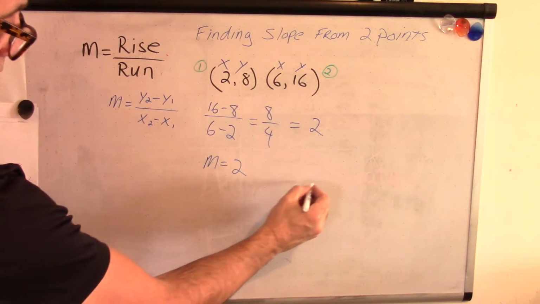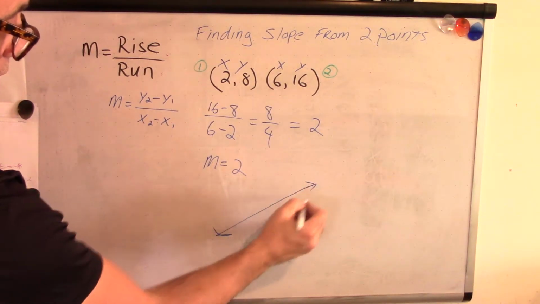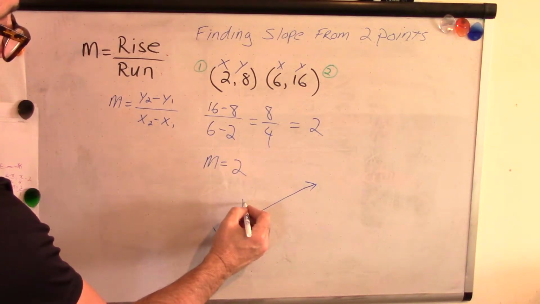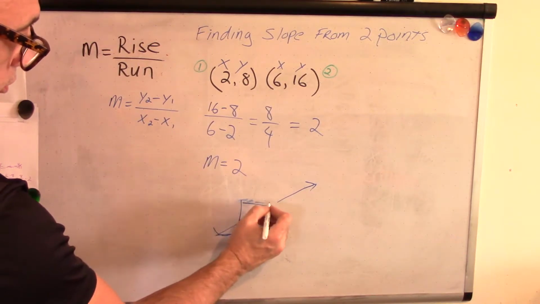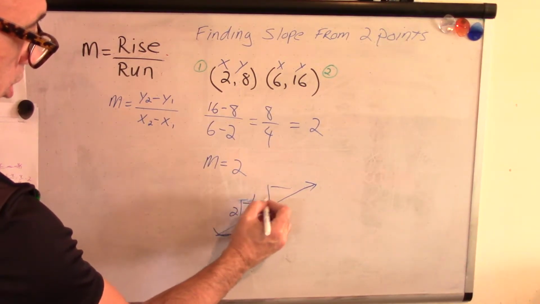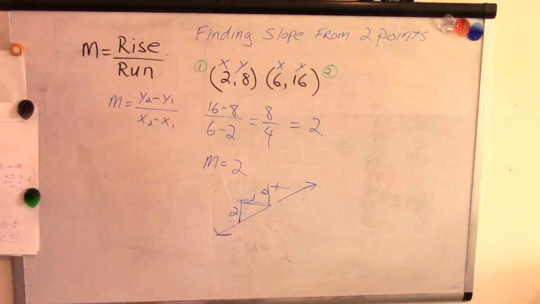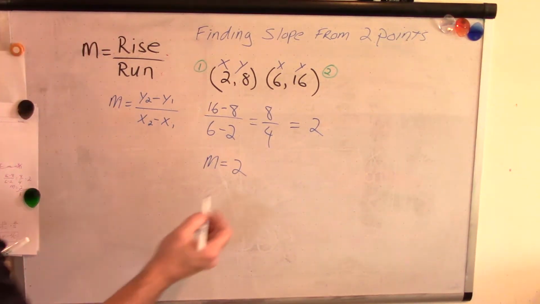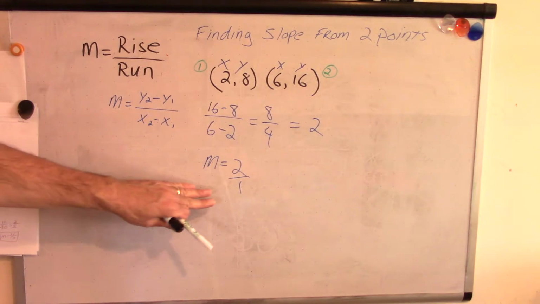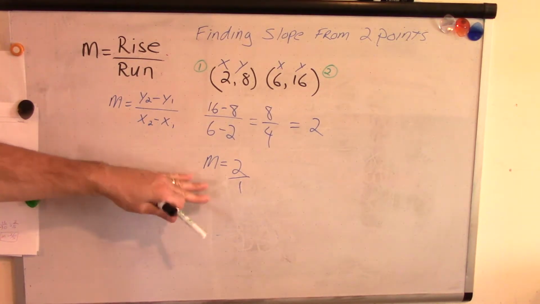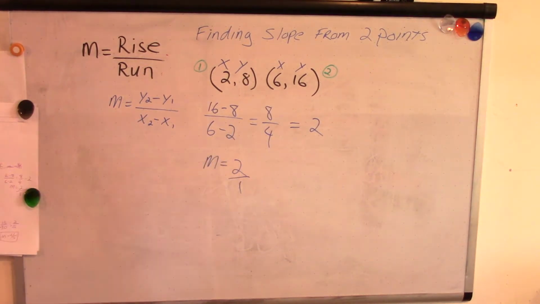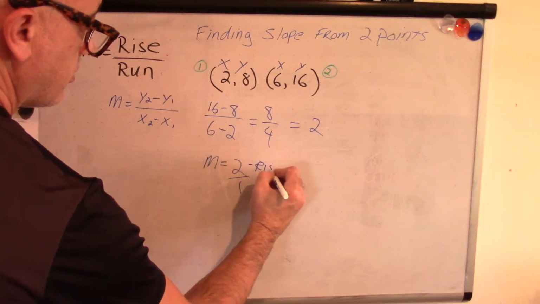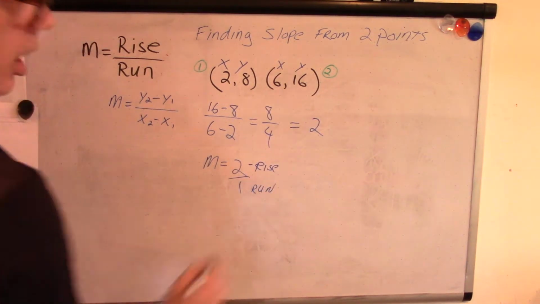So this line, however it looks on the graph somewhere, has a rise of 2 and a run of 1. That's not the scale. Rise of 2, run of 1, what that means is 2 up, 1 over. If we have a whole number, a whole integer, we can make that into a fraction by giving it a denominator of 1. We don't have to do it if it's just a whole number. We could just say it's a slope of 2. We just understand that the run will be 1. So it's 2 up, 1 over: a rise of 2, a run of 1.